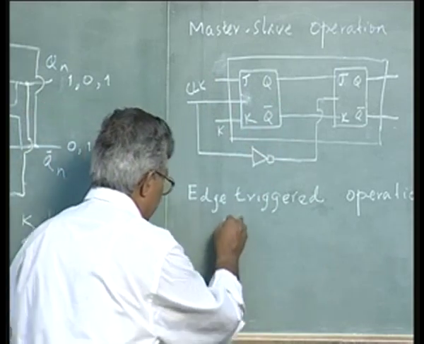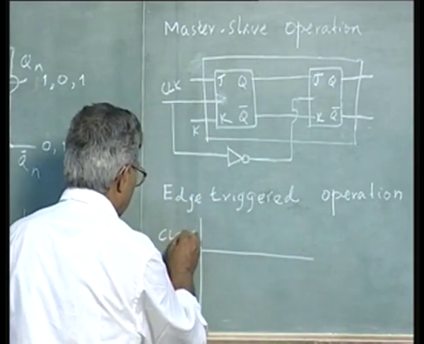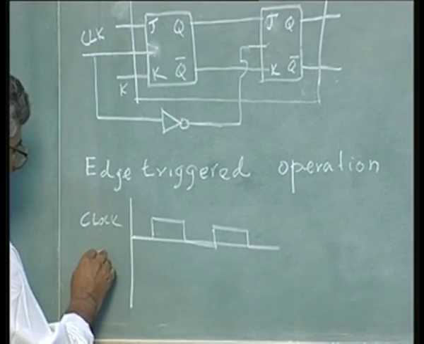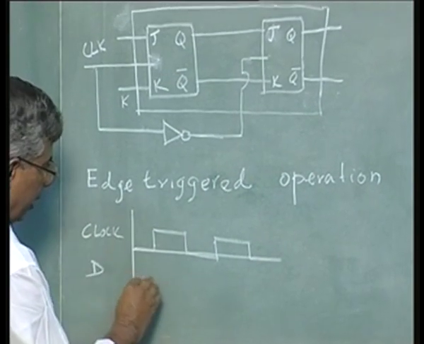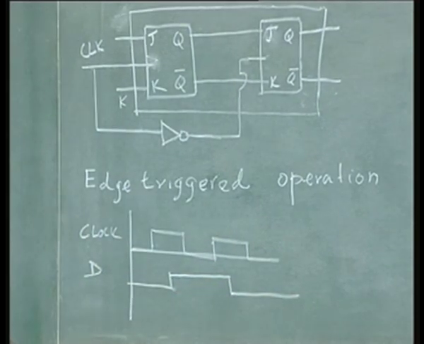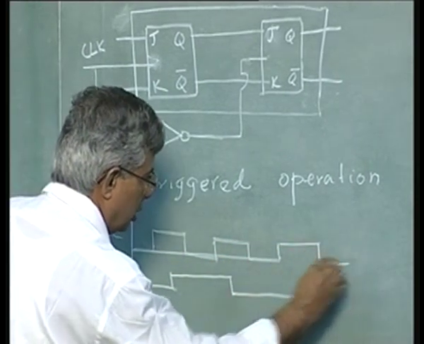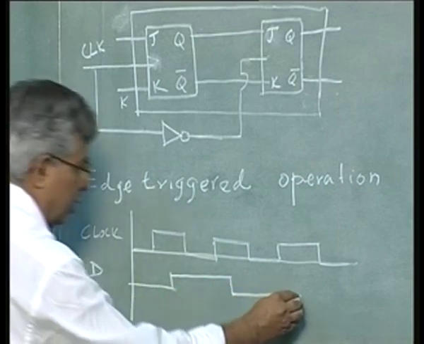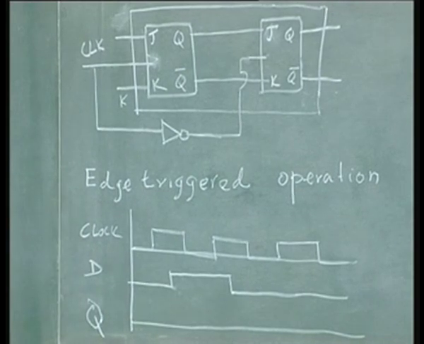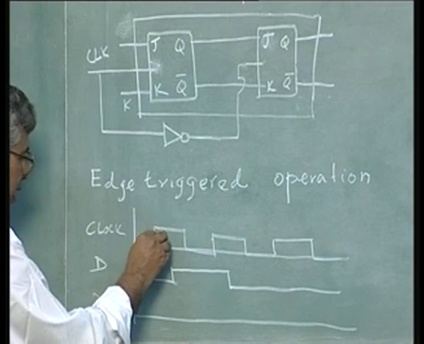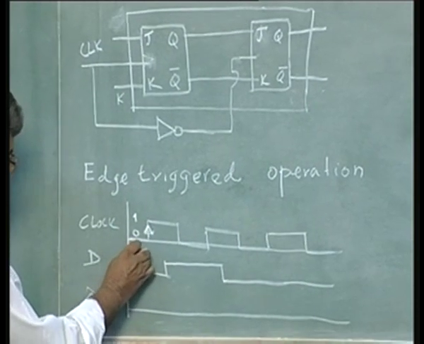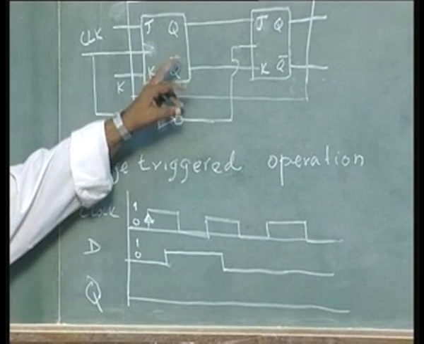That means what I am trying to say is, if this is my clock, and this is my D input, it is a simple D flip flop I am talking about. Let us say this is my D input, and this is my Q, the output of the D flip flop. Let us say only when the positive clock edge, or the positive transition of the clock from 0 to 1, any change in the output will happen based on the input.